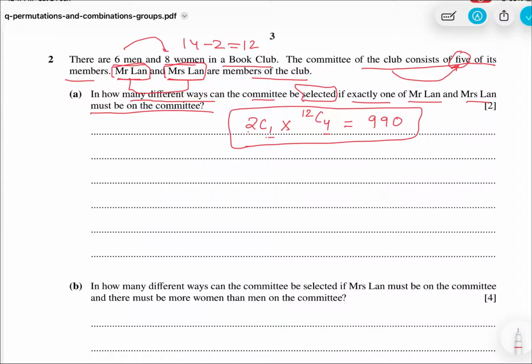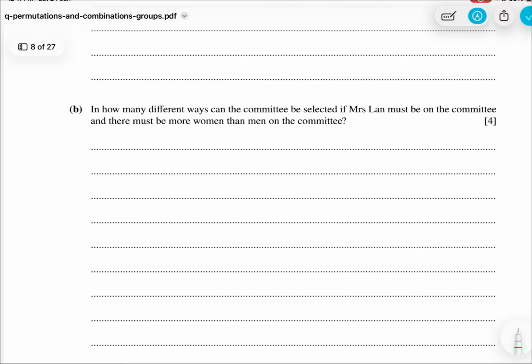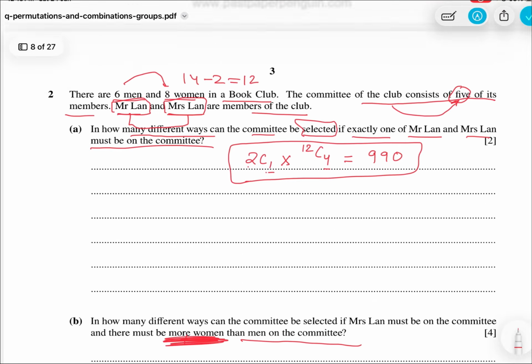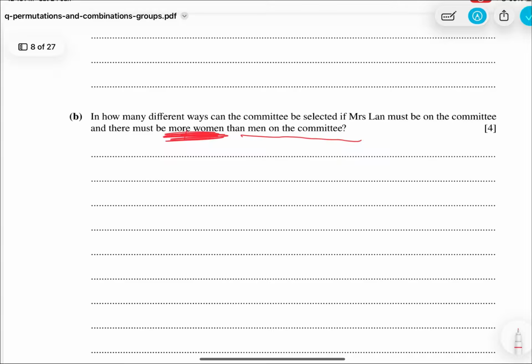Alright, let us proceed to the next question now. In how many different ways can the committee be selected if Mrs. Len must be on the committee and there must be more women than men on the committee? More women than men. How many men are there? There are 6 men, 8 women. Alright, so let me write it down. 6 men, 8 women. Okay? More women than men. And how many people should we select? 5 people.